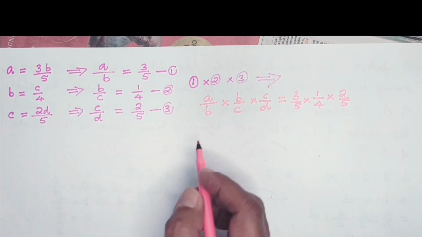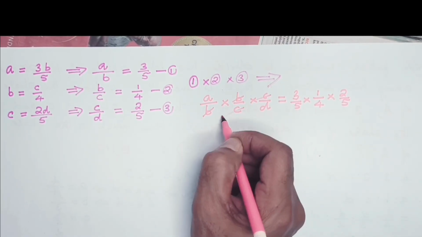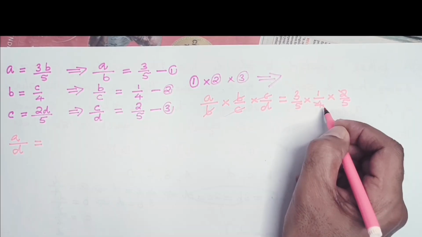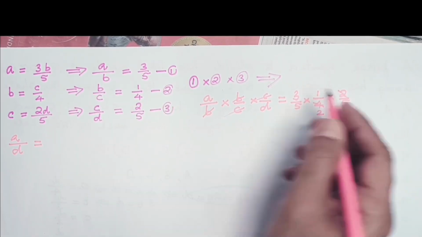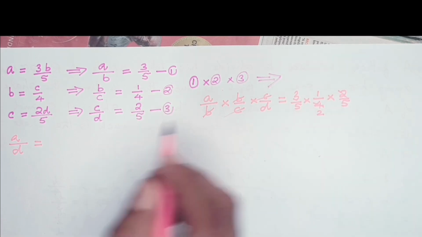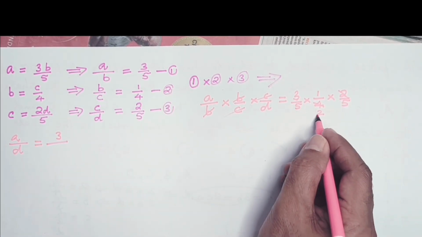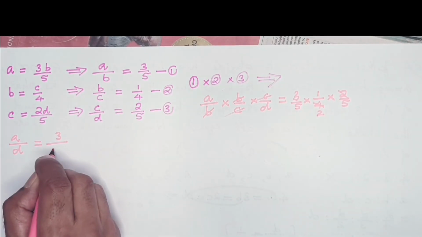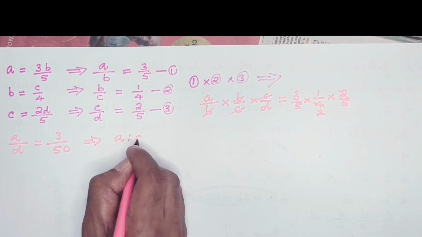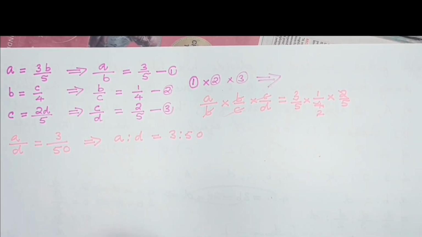Now look at the left side. There is some cancellation you can see. B with B, C with C, and you have A divided by D. So we will go here twice. In the numerator there is only 3, 3, 1, 1, so 3. In the denominator 5 multiplied by 2 multiplied by 5, 50. This is A is to D equals 3 is to 50. This is the answer we had in the previous method.